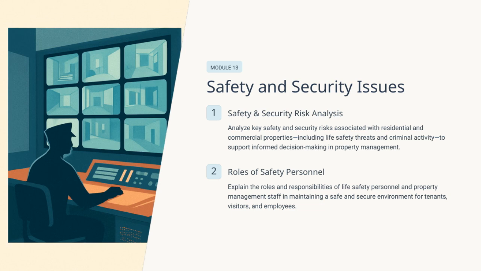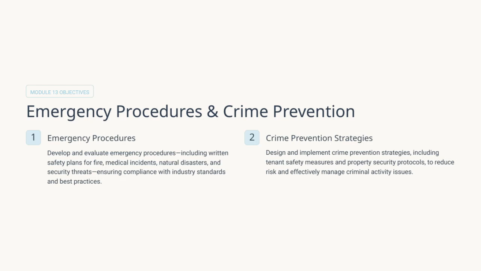So, in summary, safety personnel focus on direct safety interventions and emergency response, while property management handles the broader security strategy. Both roles are essential for maintaining a safe, secure, and welcoming environment that supports the well-being of tenants, visitors, and staff alike. Now, let's look at how we can effectively design and implement crime prevention strategies. This includes establishing tenant safety measures and property security protocols. The goal here is to reduce risk and manage criminal activity issues proactively. By developing these strategies, we create a safer environment for everyone involved.